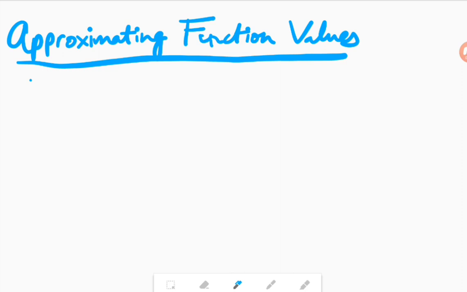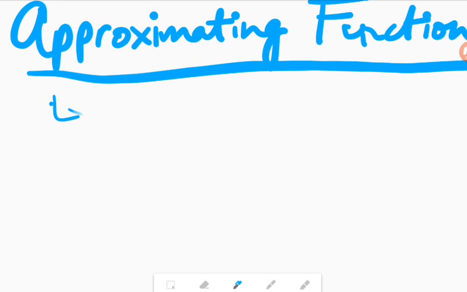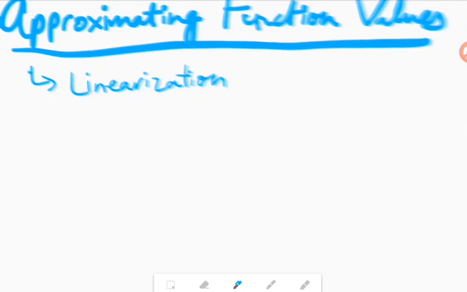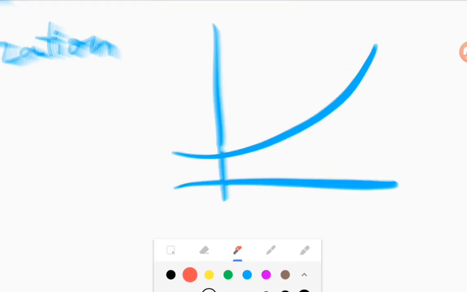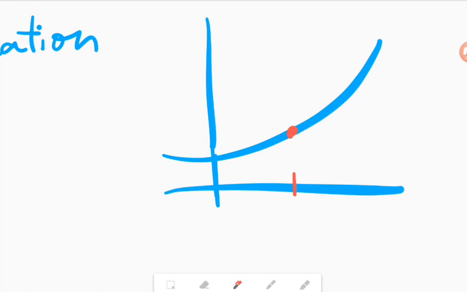Chapter 10 isn't going to be the first time that you're approximating values of functions using calculus. If you remember, in chapter 5, we studied a concept called linearization. The basic premise behind linearization was, say you had a function that looked kind of like this, and you wanted to approximate the value of the function at this point over here. I'm going to make this a different color so you can see it properly. Say this point over here, and I labeled this point x.